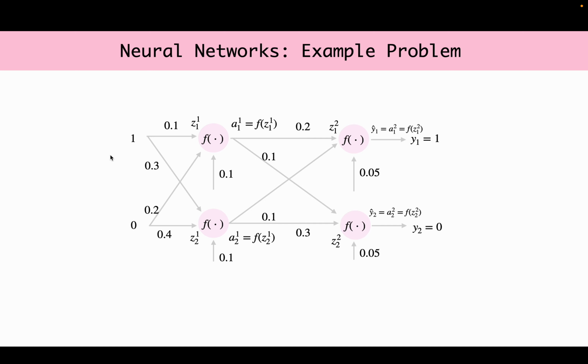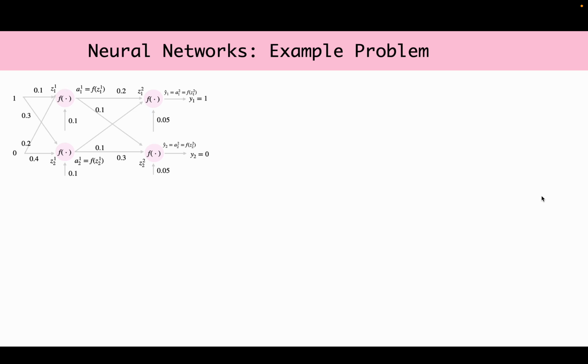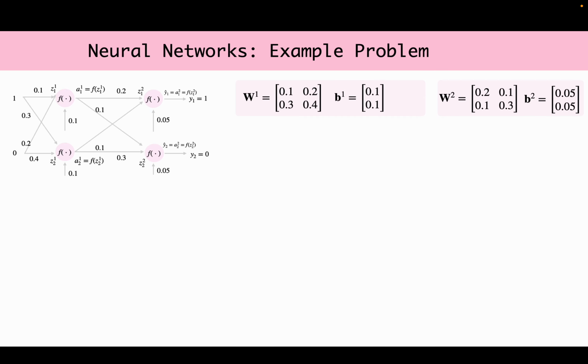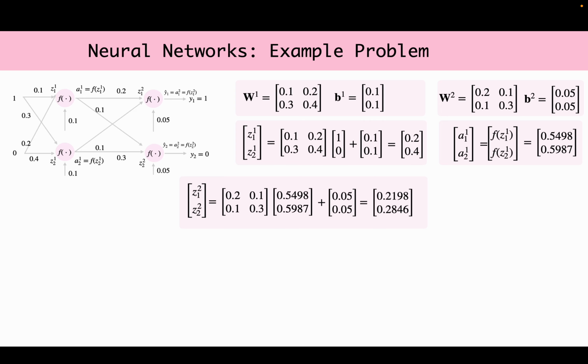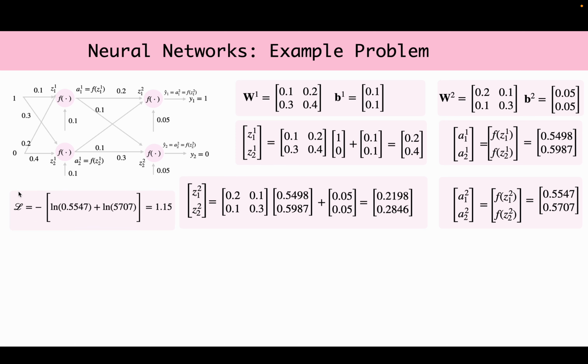As you can see here, the inputs are 1 0 and the outputs are also 1 0. We are supposed to learn the optimal weights and biases which can capture this relation. If you start with the weight matrices, this is W1 and B1, this is W2 and B2. We compute the pre-activations of the first layer and post-activations of the first layer, pre-activations of the second layer, and post-activations of the second layer. We have seen already how to do the matrix multiplication and pass through the activation function to obtain the post-activations. So we can compute the loss function.